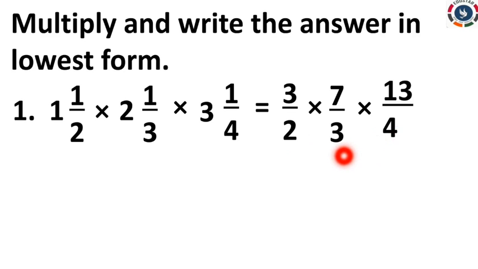Now we are going to apply the cancellation method. One method is that you can multiply all the numerators and multiply all the denominators, then cancel and give the answer in the lowest form. Otherwise, you can cancel directly here. Whatever we can cancel, we cancel here, then give the answer in the lowest form.